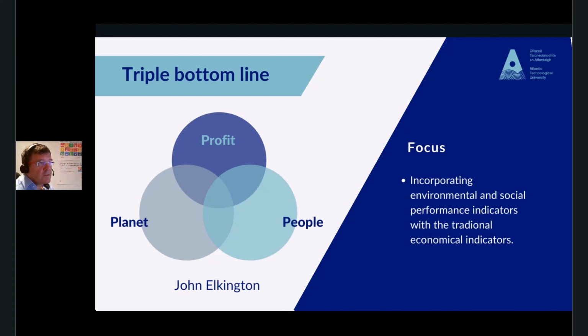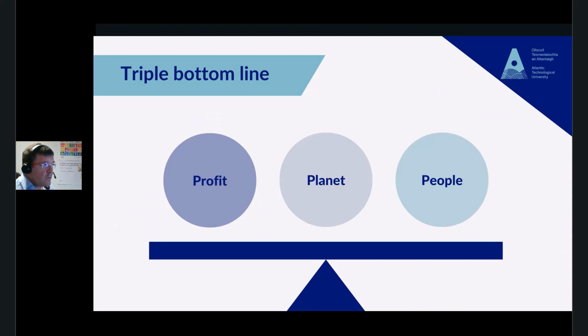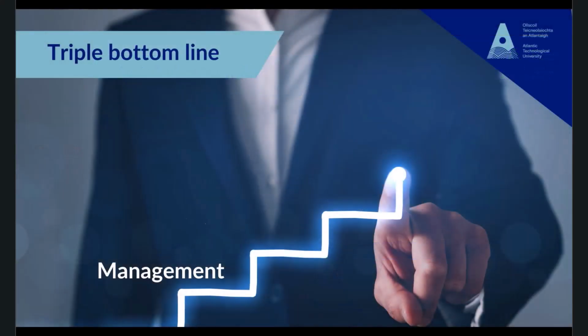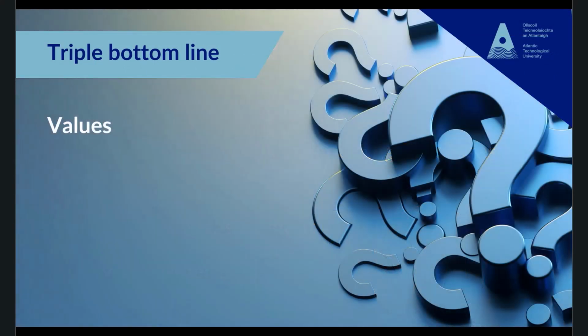Another term you'll come across frequently is the triple bottom line. This term was coined by John Elkington in the 80s, and it's usually referred to in a commercial or business context when talking about sustainability. It focuses on incorporating environmental and social performance indicators with the traditional economic indicators. The idea is to achieve a balance between the three, so that all are considered in relation to the company management, measurement, and reporting processes. The triple bottom line aims to question a company's values, strategies, and practices, and how these can be used to achieve sustainable development.